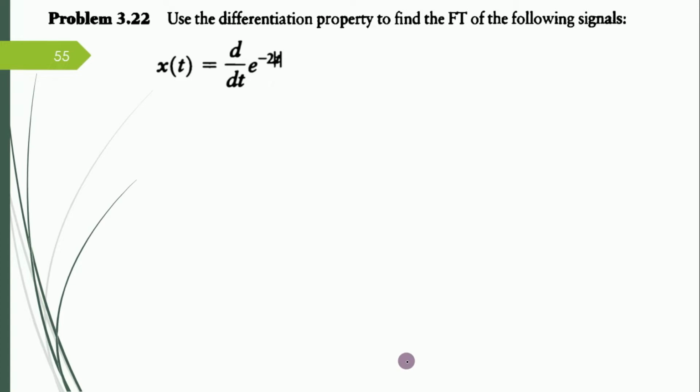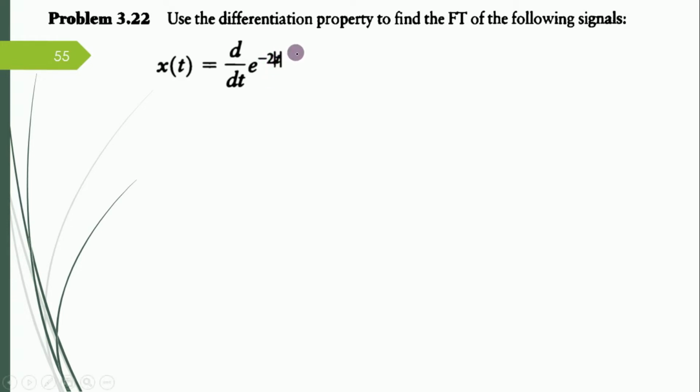So now, use the differentiation property to find the FT of the following signal. It is given as d by dt of e raised to minus 2 mod t. I don't know whether you remember or not, we had solved a problem to illustrate the FT pair of e raised to minus mod t. So we had solved it.